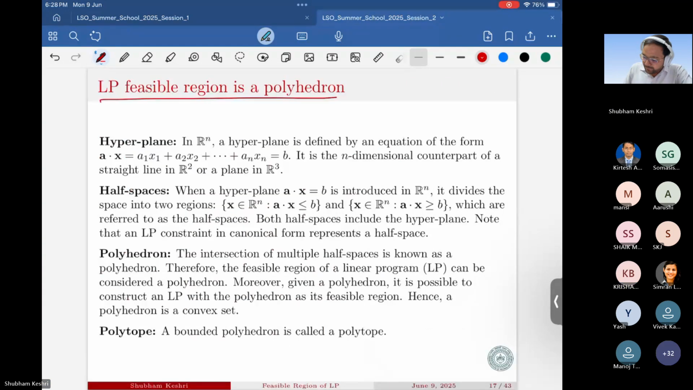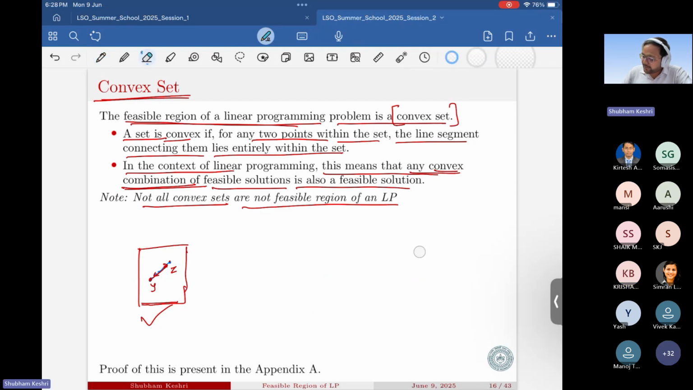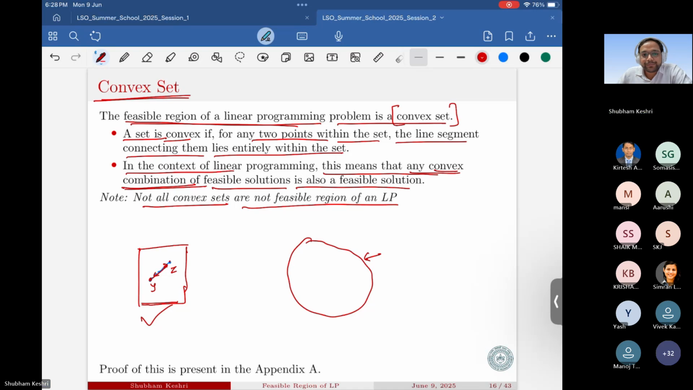Can you explain why the converse is not true? I gave you an example of a circle, right? Suppose this is a circle. This is a convex set. Are you convinced about that? A circle is convex, but it cannot be a feasible region of an LP. The constraints will be non-linear, so it doesn't represent the constraints of a linear programming problem. But it can be possible for non-linear constraints.